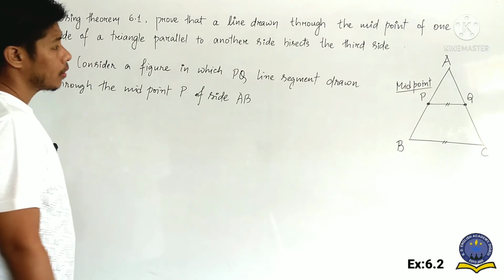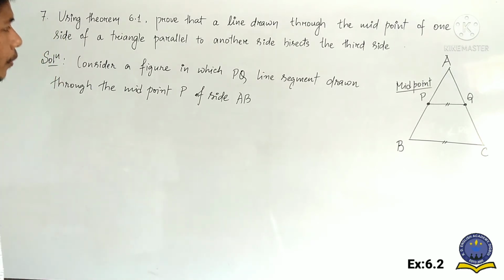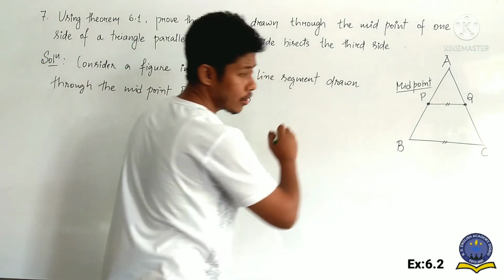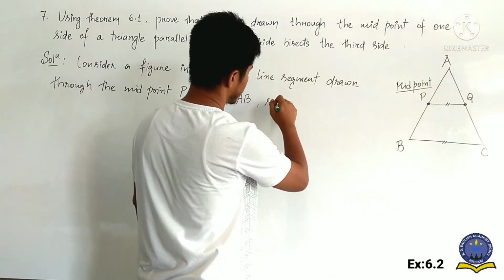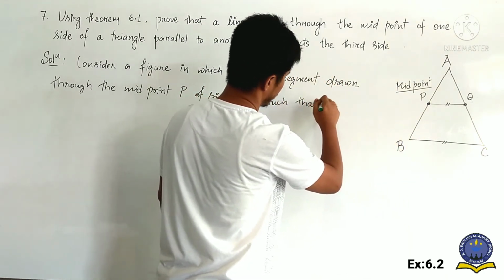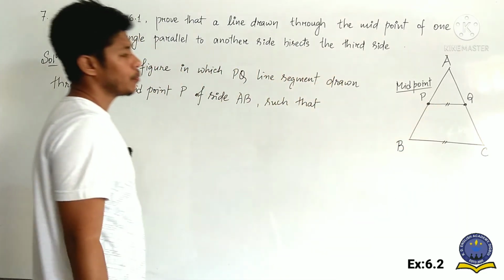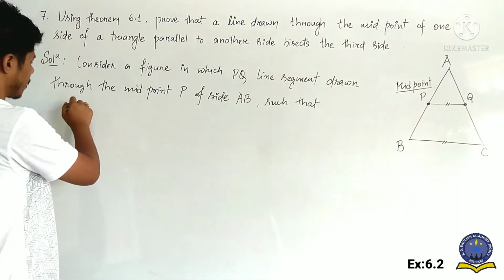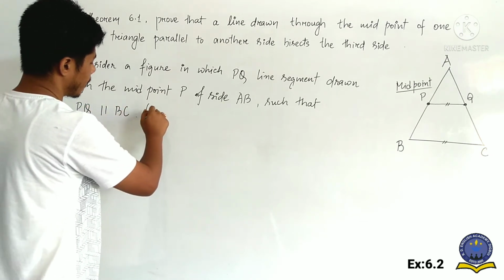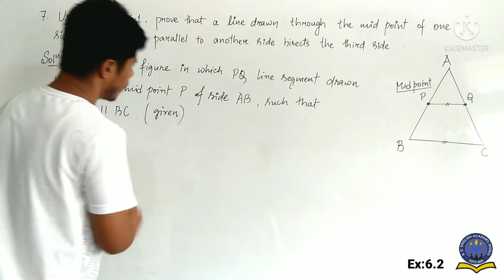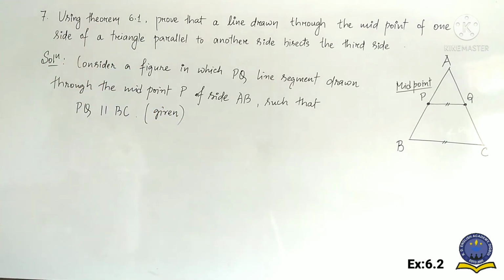Is it clear now? So what we write here, consider a figure in which PQ line segment drawn through the midpoint P of side AB. Is it clear? Such that the condition is what? When we draw the line segment PQ here, AB, such that the condition is given here, PQ parallel to BC already given. So that's why here you have to write this one is PQ parallel to BC. In bracket you can write here, this one is given.